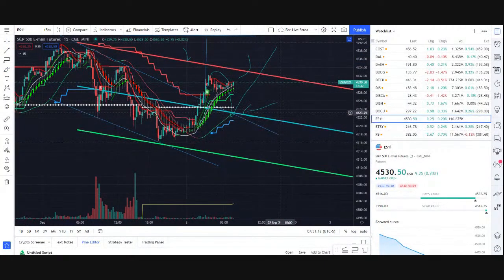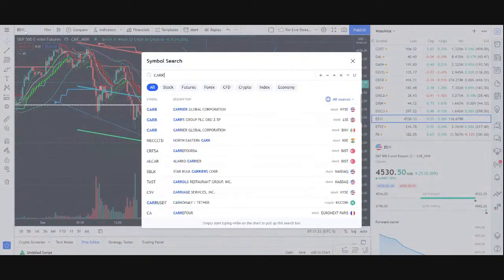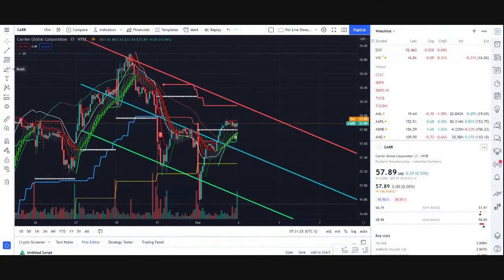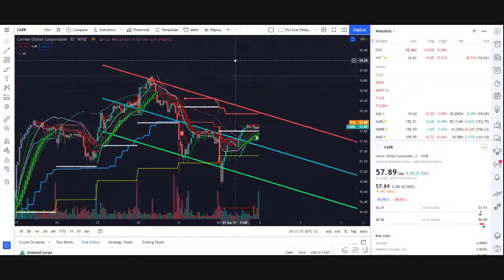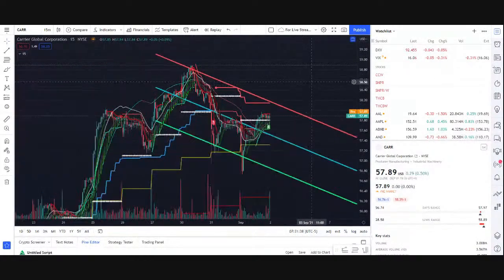Okay, any stocks you guys want to look at? What do you think about CAR? Let's go look at it. You know what? It's funny. Yeah, Carrier, that's cool. All right. Another story, another time.